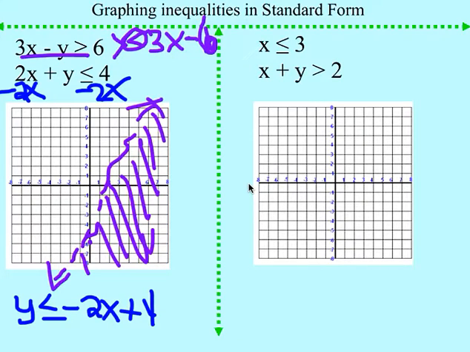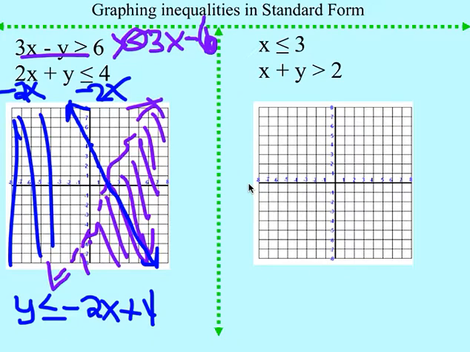So I'm crossing the y-axis at 4. And then I'm going down 2, right 1, down 2, right 1. So I'm going to have a solid line here because there's a solid line underneath that inequality. And I notice that the alligator is facing away from the y, so I'm going to shade down. So then I'm going to go ahead and fill that in and make sure it's really obvious that that's where my solution is.